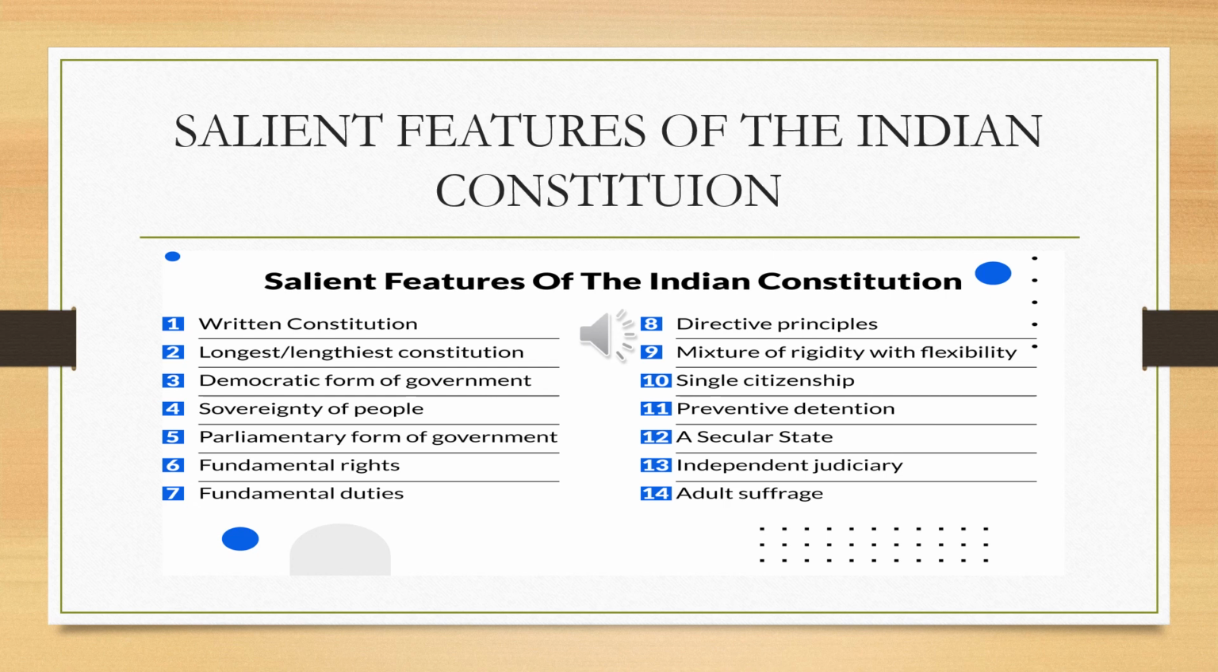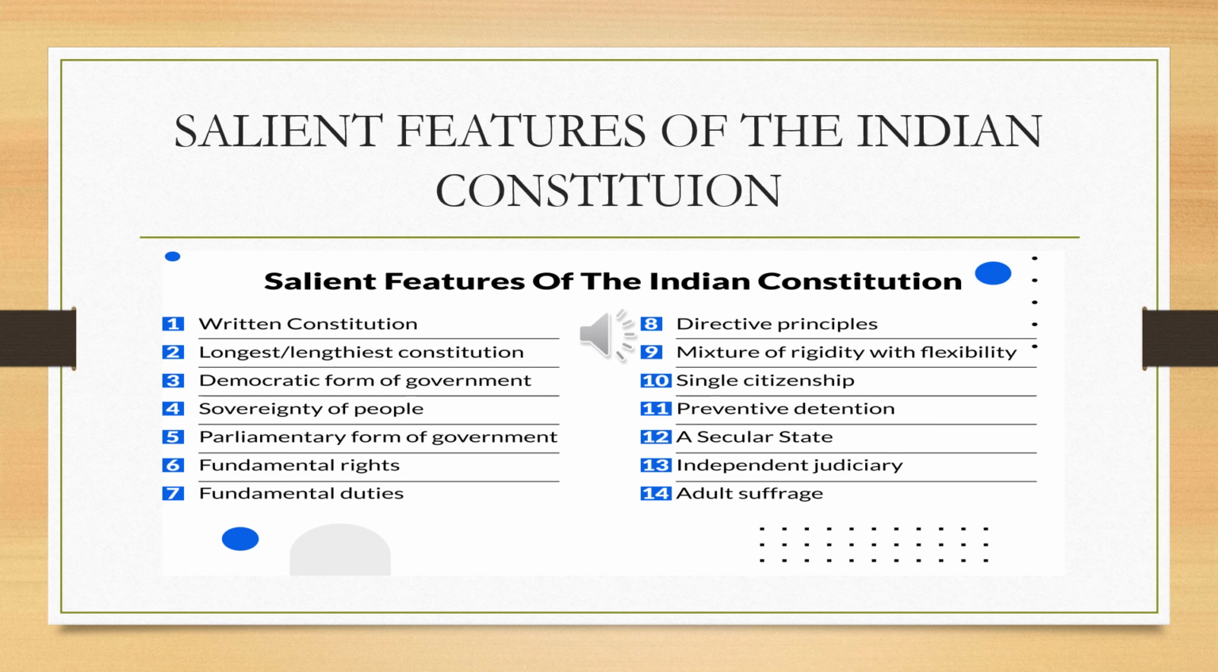Now, mixture of rigidity and flexibility. Why mixture of rigidity and flexibility? The Indian constitution is rigid in the sense that the basic structure of the constitution is impossible to amend, whereas flexible means certain laws can easily be changed with a simple majority. Clear? So that is why a mixture of rigidity and flexibility.